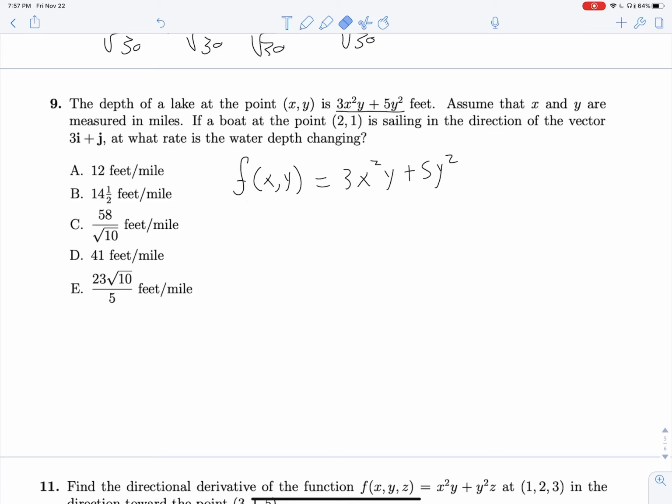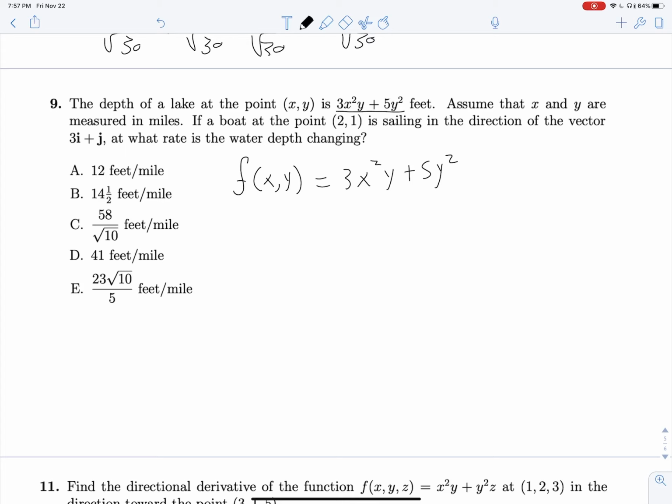Okay. So that's good. We've got half of what we need. All we need now is the point that we're at and the direction vector in order for this to be a solvable directional derivative question. They say assume that x and y are measured in miles.